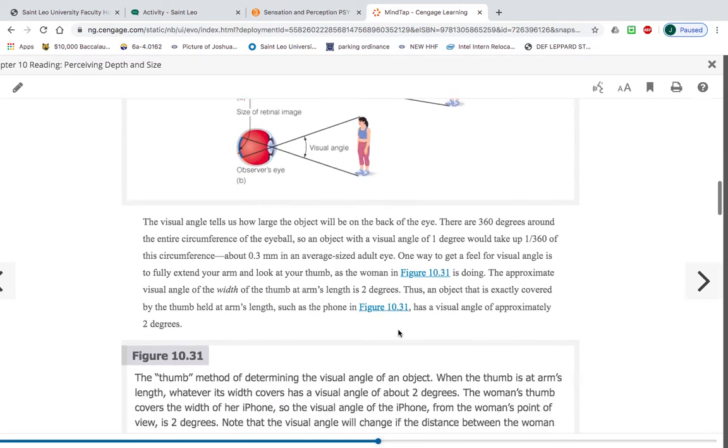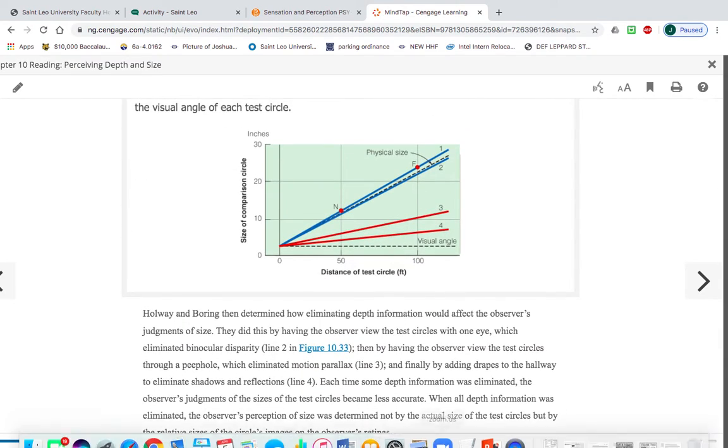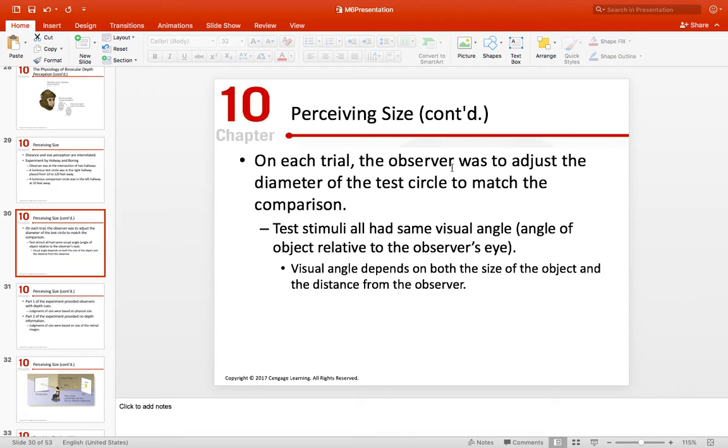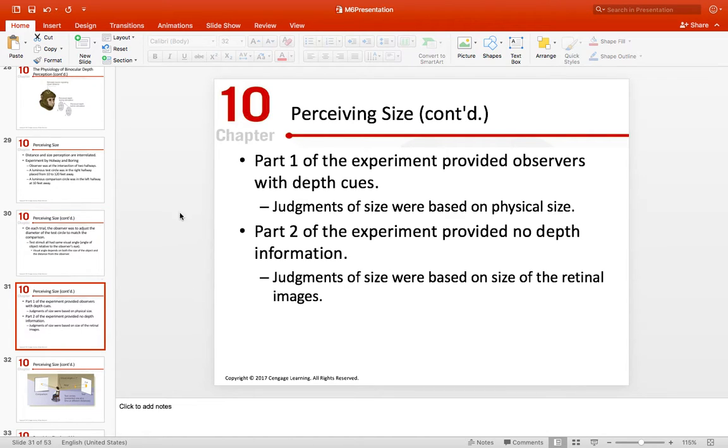So what did they find? This is in your book. On the trials, they're told to adjust the diameter of the test circle to match it. In certain conditions, they were allowed to have those various cues I was talking about, the monocular cues and the binocular disparity, various depth cues available to them. When you allow people to have various depth cues, our visual system is more able to accurately calculate the distance of something. Then as they progressed, they put them in conditions where they took away all the cues. That's what they're showing here.